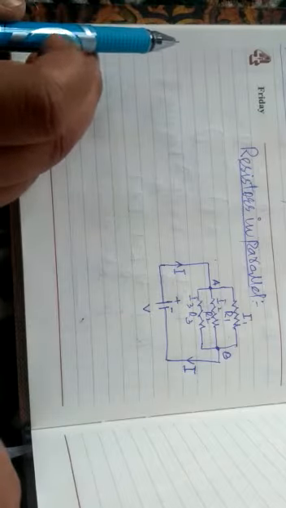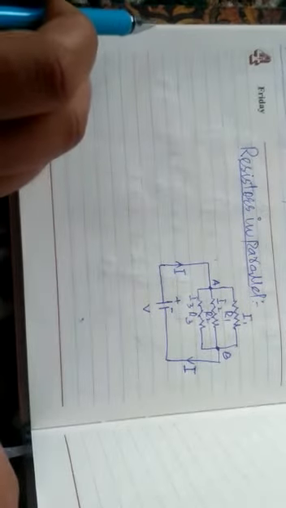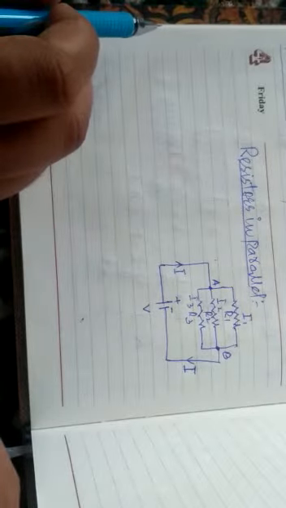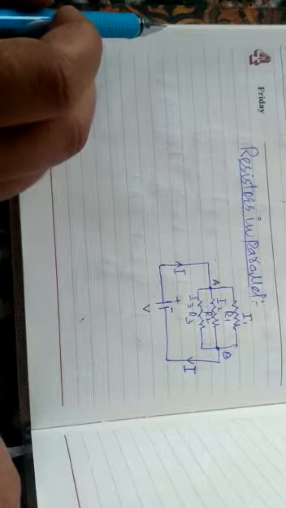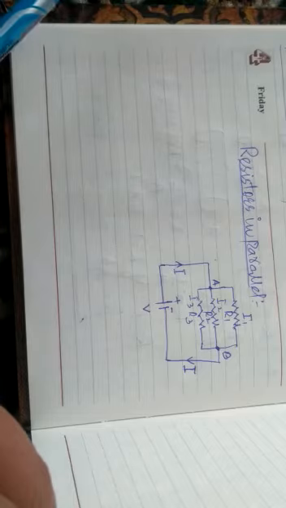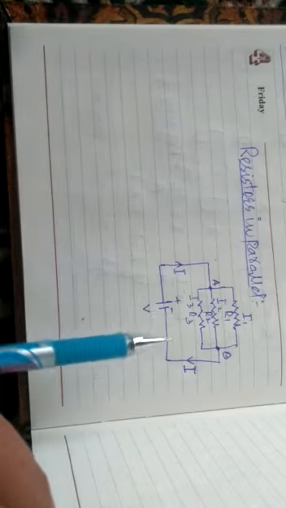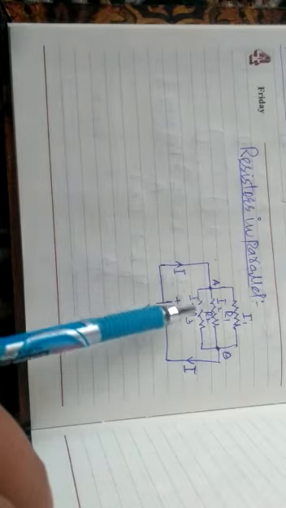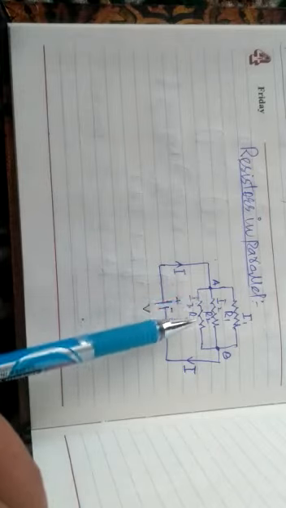Today we have to read about resistors in parallel. Last time we read about resistors in series, and they are said to be in series when they are connected end to end. But today we have a different picture, and this is called a parallel combination of resistors.